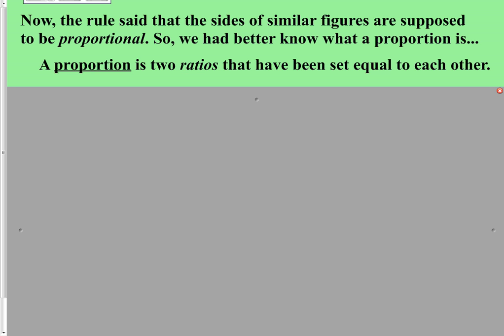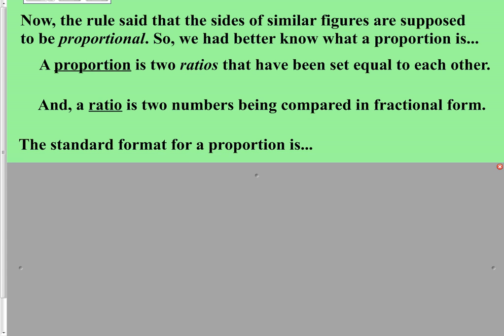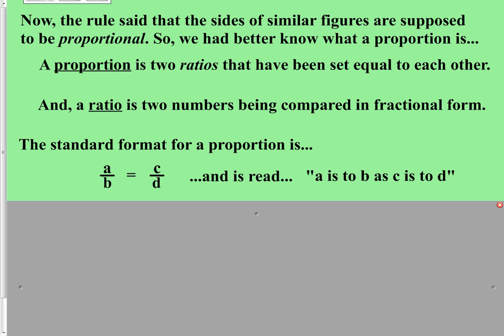If you are not familiar with what a ratio is, a ratio is just a fancy word for a fraction. It is two numbers that are typically being compared in fractional form. There's actually other ways to write down ratios, but we're going to be worried about the fractional form here in geometry. So the basic format for a proportion, which is probably the one that you have seen over and over again and we will work almost exclusively with, is this one here on the left side. We have two fractions that are equal to each other.